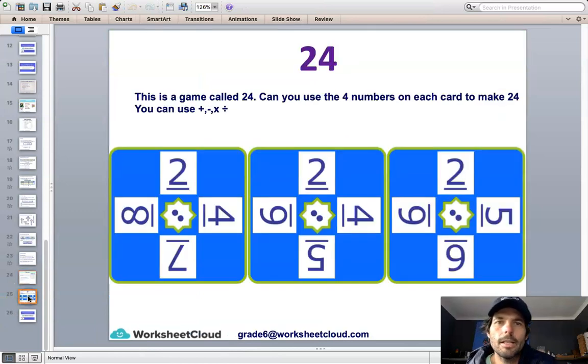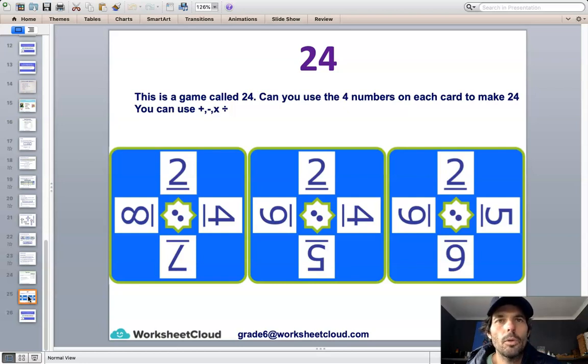Okay, guys, that leaves us onto our finisher of the game 24. And this is one of the last cards on this blue level. And I'm going to be looking to bump you up into the next level moving forward. So use each number on each card. So for example, on the first card, 2, 8, 7, and 4. Can you use those 4 numbers with add, subtract, multiply, or divide and get the answer of 24?